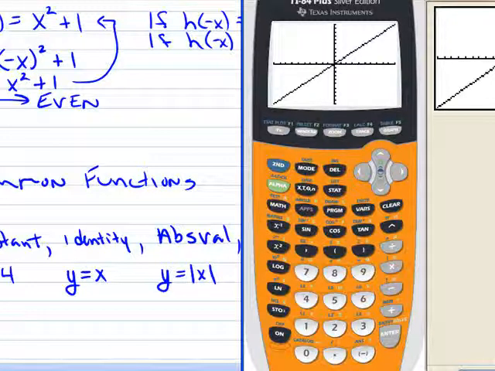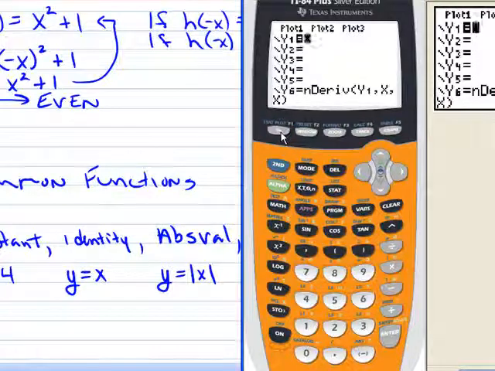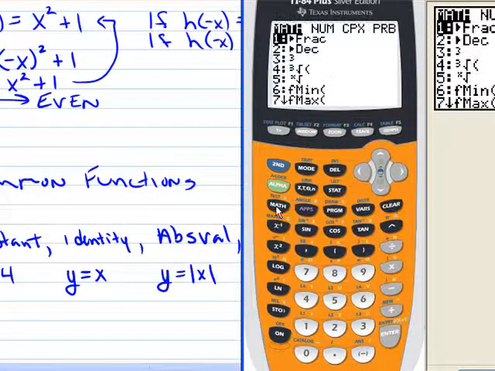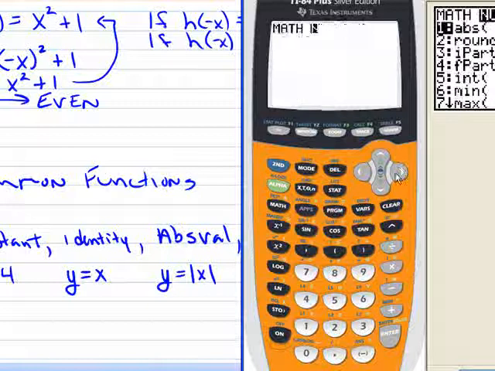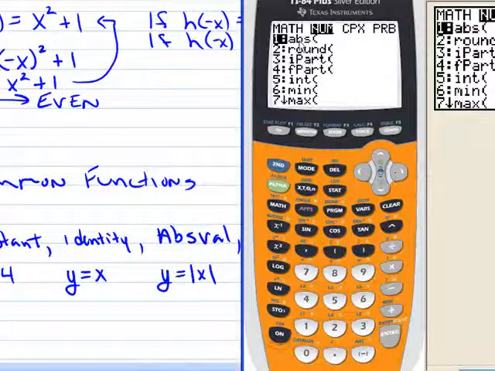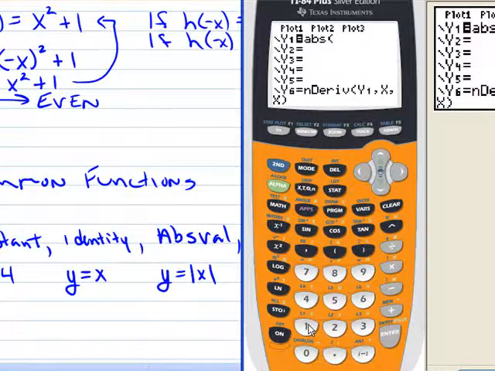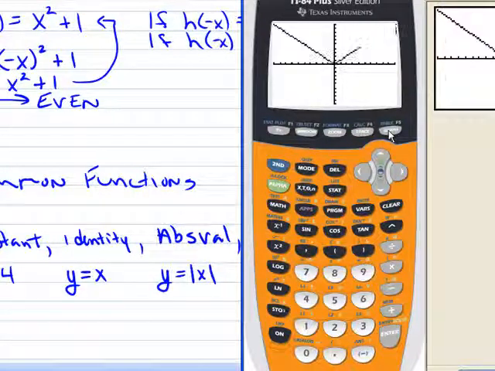Absolute value means it's always positive, and look at all this negativity down here. That's not going to happen. Gary, what's it look like? Amelia, what's it look like? Yeah, it's a V. It's the V thing. Let's see if we can find out how to graph that one. I think it's in the math menu, maybe under number. There it is. Abs. Absolute value of x. Graph. It's a V.